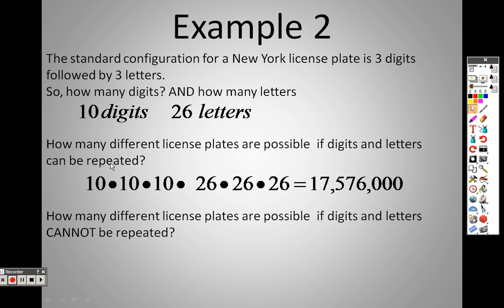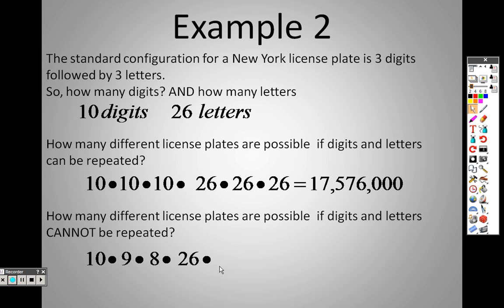Now, what would happen if I can't repeat any of the numbers or any of the digits? Well, what that means is my first choice, I have 10 choices still. I can choose any of them I want. So let's say I chose the number 1. I can't choose the number 1 here, so I don't have 10 choices anymore. I only have 9 choices. So let's say I chose the number 2. Now I can't choose the number 1, and I can't choose the number 2, so I really only have 8 choices of numbers left.